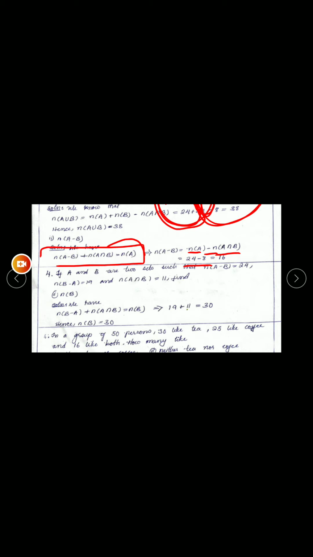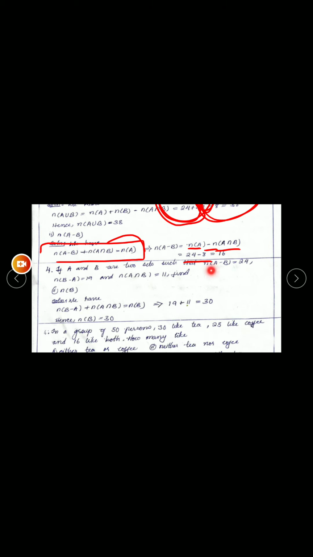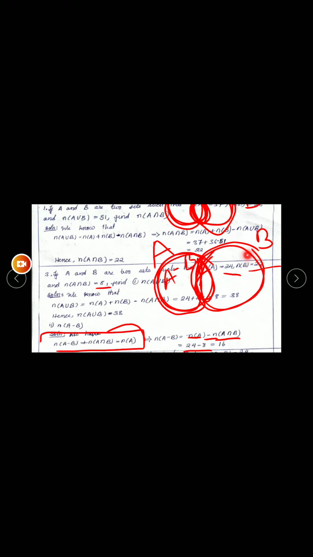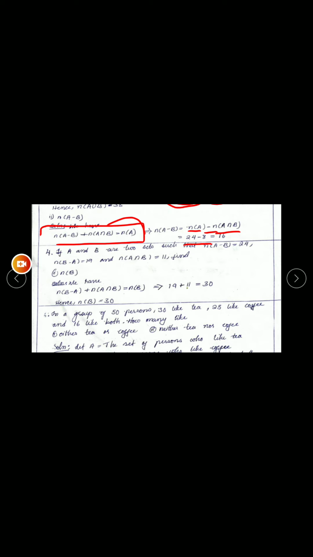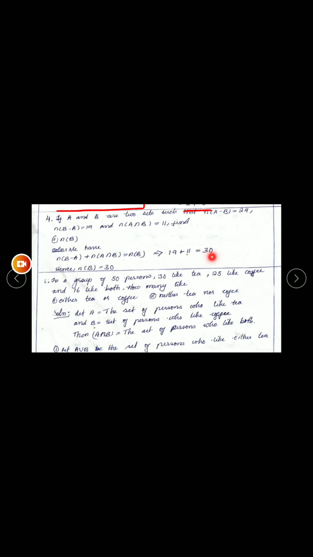For n of B, we use the formula: n of B minus A plus n of A intersection B is equal to n of B. B minus A is this portion, minus n of A intersection B, plus n of A intersection B. The whole portion is n of B. So it is 19 plus 11, and the value of n of B will be 30.